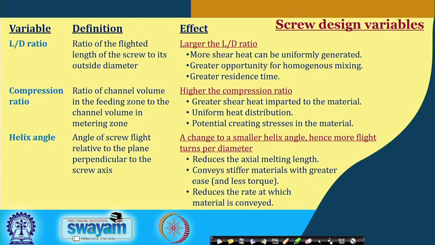The L by D ratio is the ratio of the flighted length of the screw to its outside diameter. Changing the L by D ratio is an engineering parameter of the extruder screw design. A larger L by D ratio generates more shear, and more uniformly generated shear heat. There might be a greater opportunity for homogeneous mixing as well as greater residence time. This we can get by maintaining a comparatively higher L by D ratio.